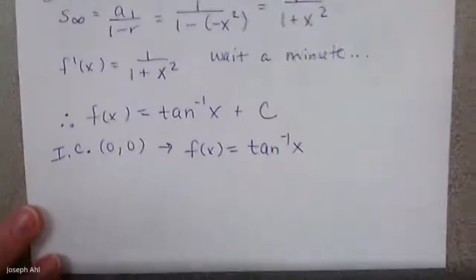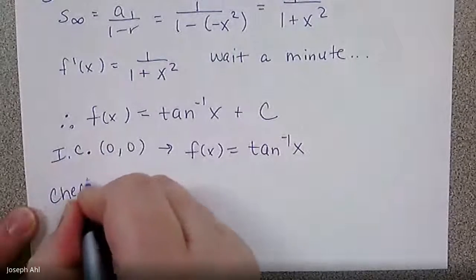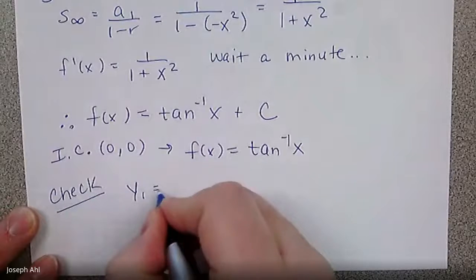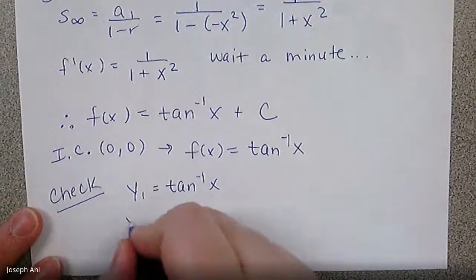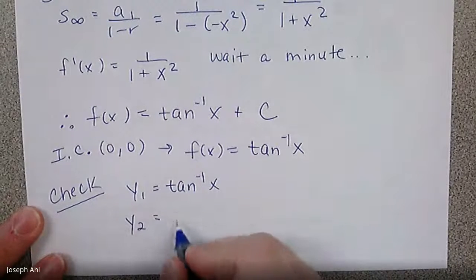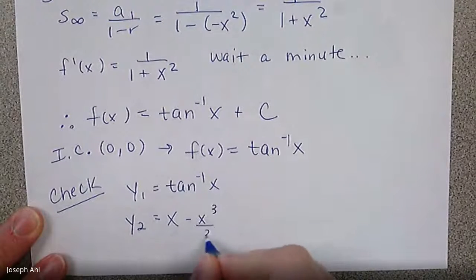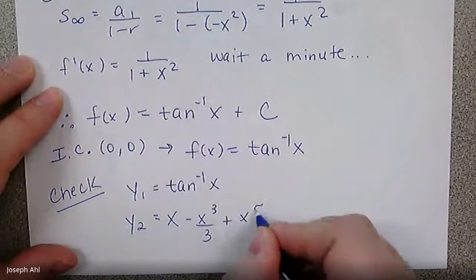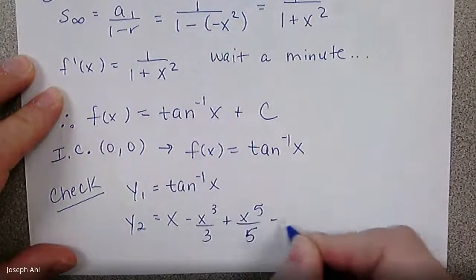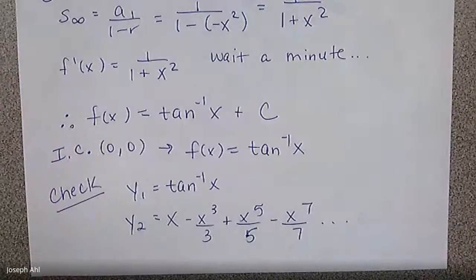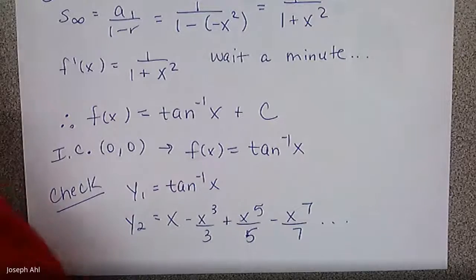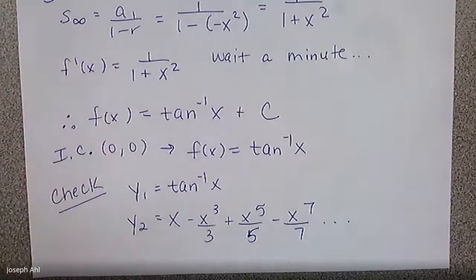And the really cool part of this is, of course, we can check on the calculator to see: does the function tan inverse have an approximate infinite series equal to x minus x cubed over 3 plus x to the 5th over 5 minus x to the 7th over 7? And of course, the more terms you put in there, the more accurate that series will become.